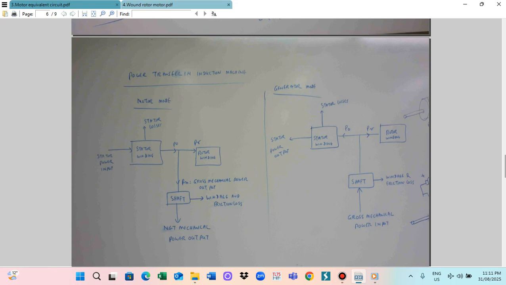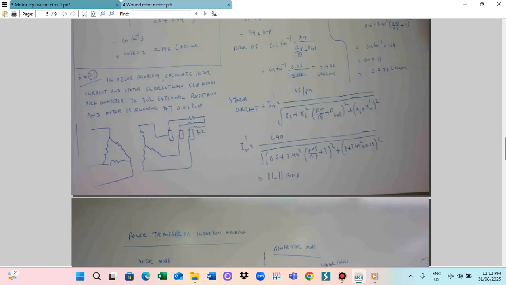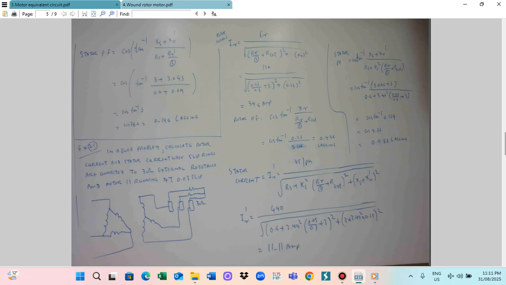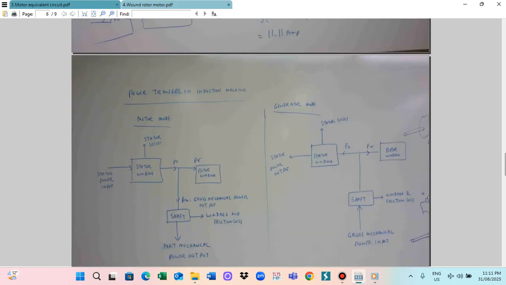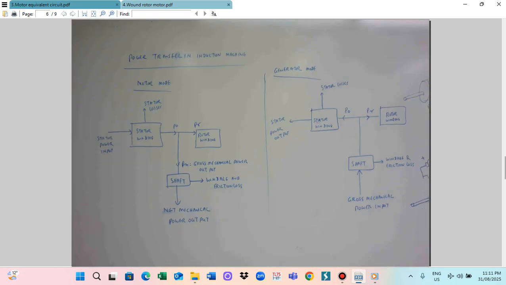So in one case, the motor is not connected to any external resistor. The second case is they are connected to an external resistor. Now power transfer in an induction machine. The induction machine can run in motor mode or generator mode. Motor mode takes electrical power and produces mechanical power. Generator mode takes mechanical power and produces electrical power. So firstly we talk about the motor mode.